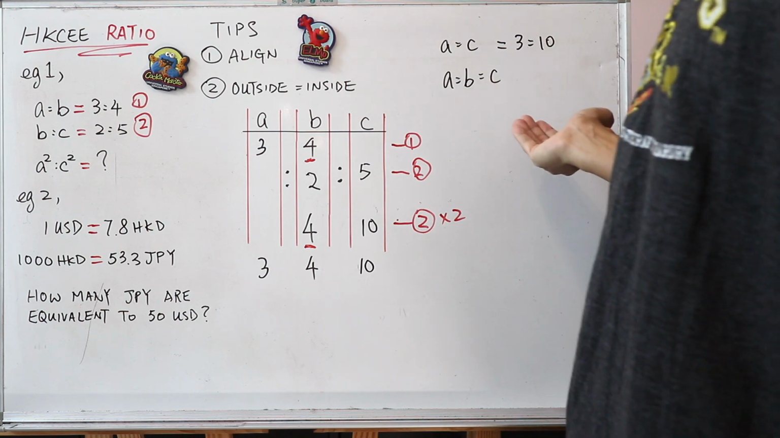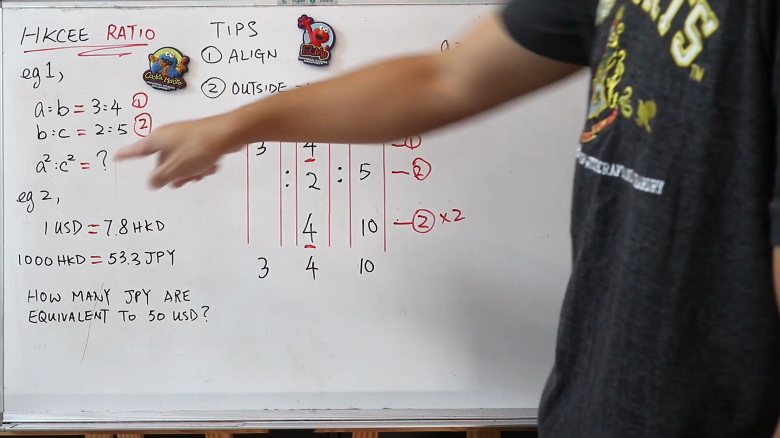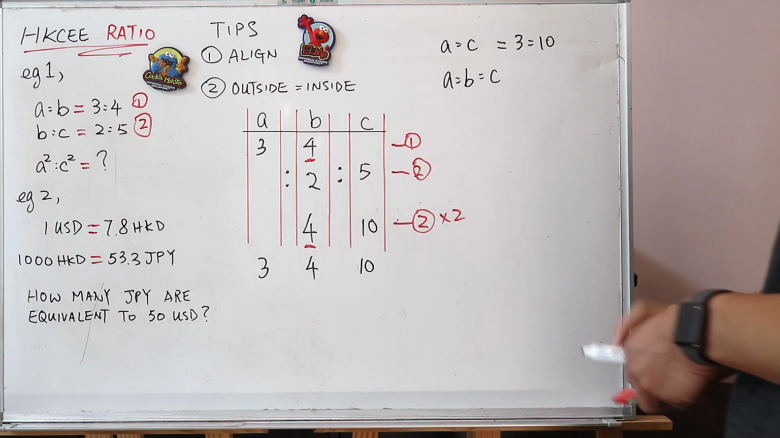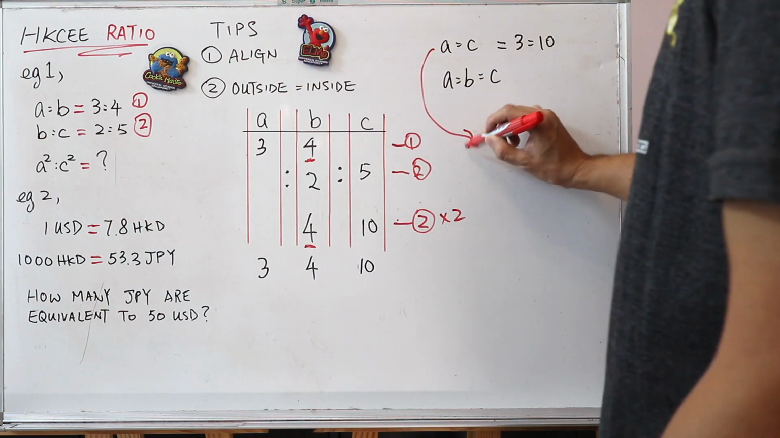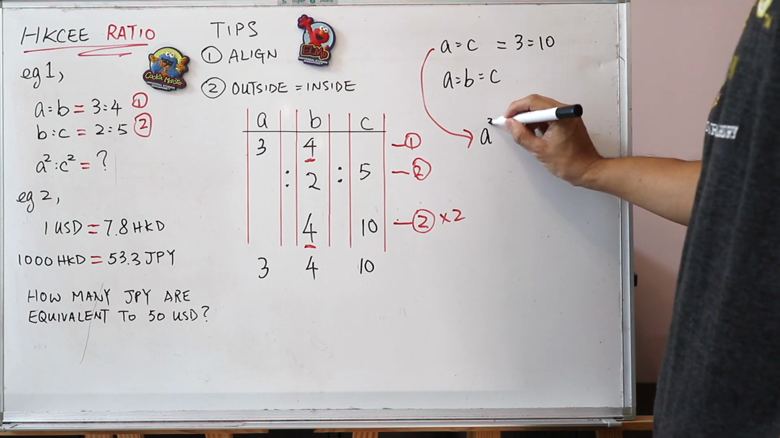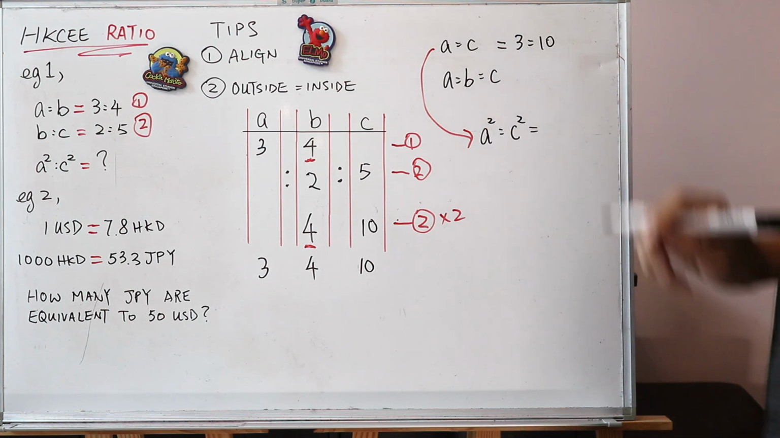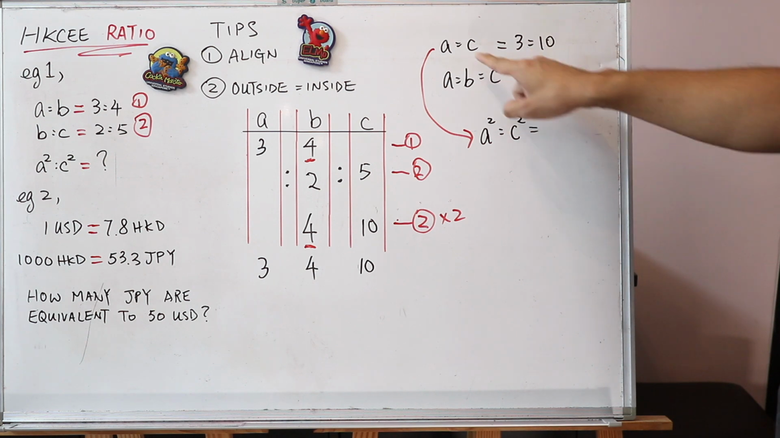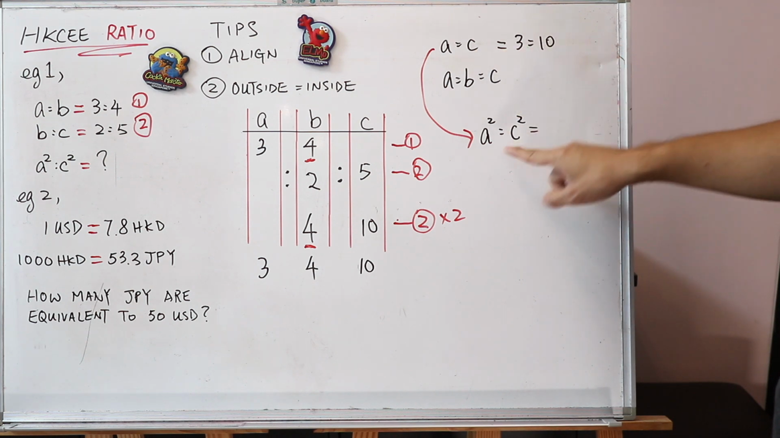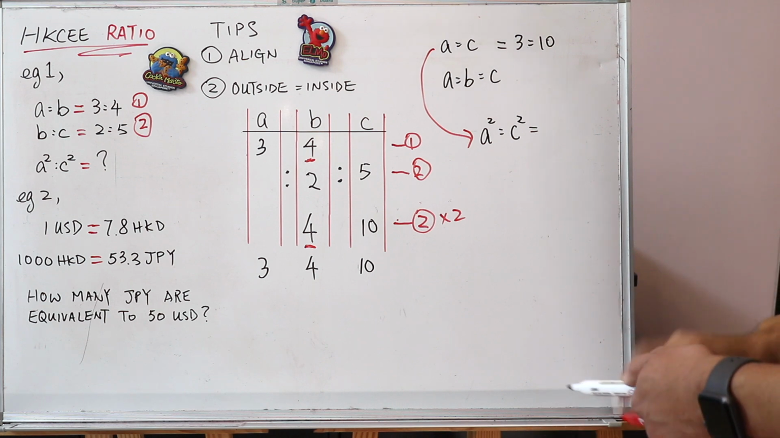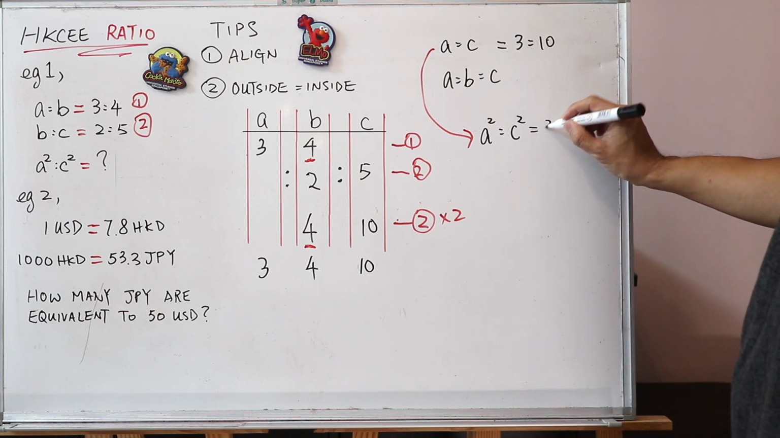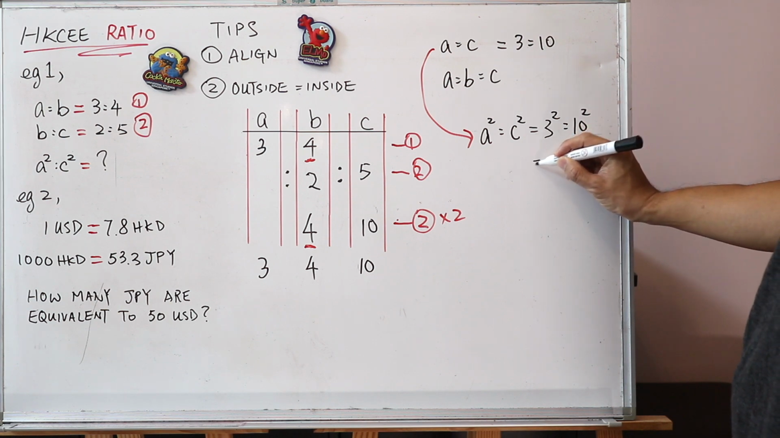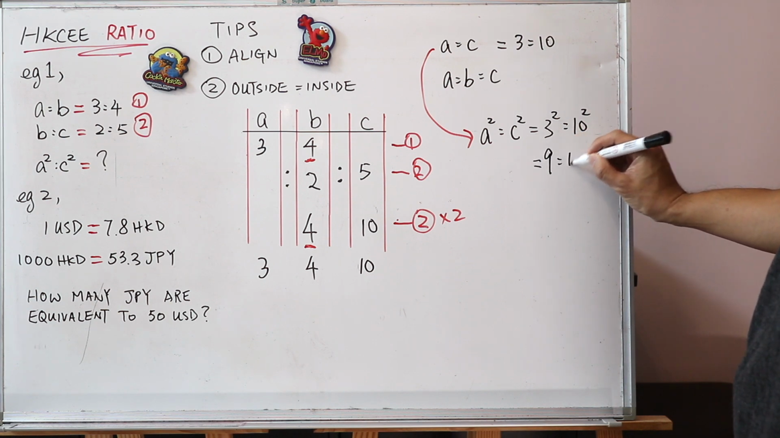But we haven't answered the question yet, because the question is asking us to find the ratio of A squared to C squared. So how can we go from this step to this step? It's actually very easy. You just need to square the numbers. The ratio of A to C is 3 to 10. Then the ratio of A squared to C squared will be 3 squared to 10 squared, which is 9 to 100.